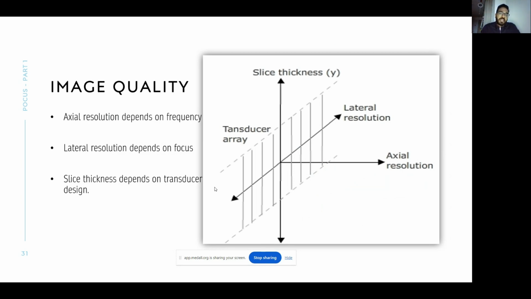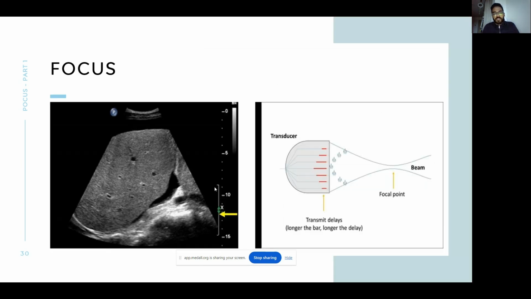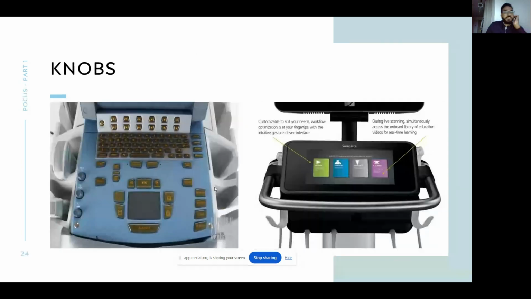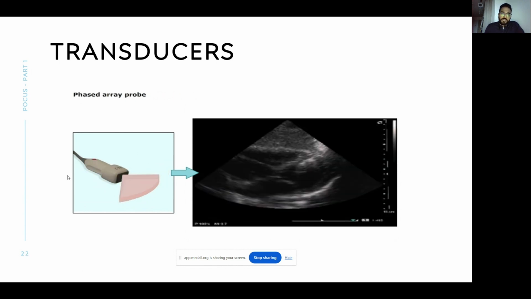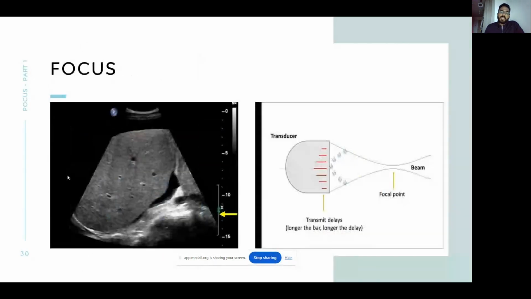One more thing that can affect the image quality is the thickness of the slice of the ultrasound. So you have seen the ultrasound probes here, and you can see the thickness of the ultrasound waves that is coming out, which will come back and then be picked up by the transducer. And that thickness, the slice thickness, will also affect the resolution. And this slice thickness is basically dependent upon the design of the transducer, the quality of the lens, and such. So these are the 3 things that will affect the quality of your image.